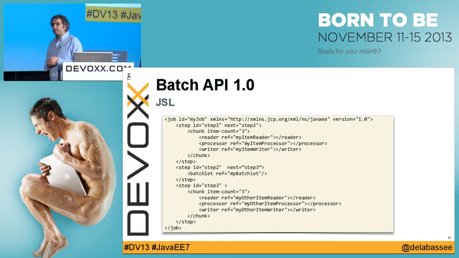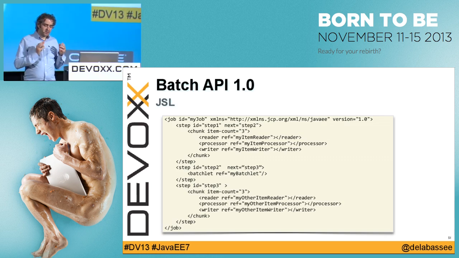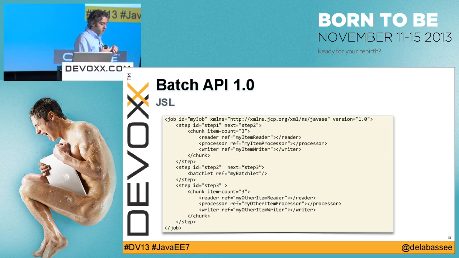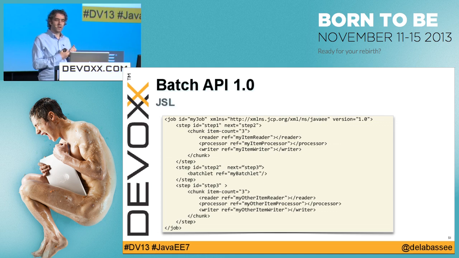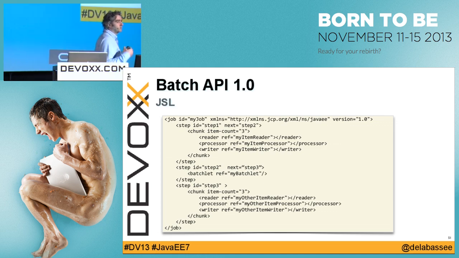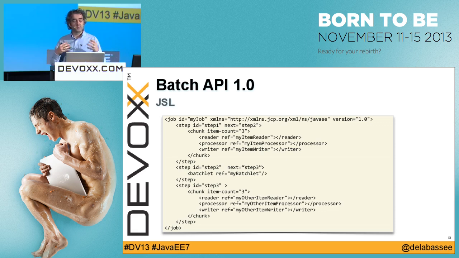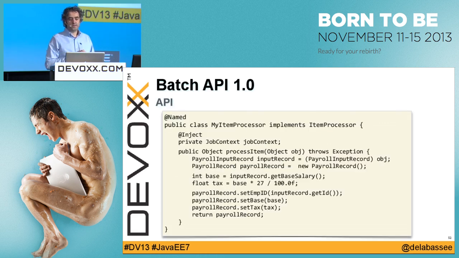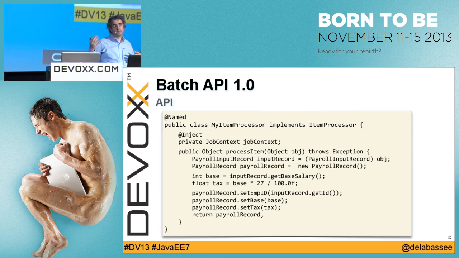So the specification defined two things. A DSL, which is called JSL, the Job Specification Language. It's an XML DSL that allows you to assemble together all the different steps, so really define the jobs, in fact. And then what you will do as a Java developer, you will have to implement the different steps using Java code and using the Java API.